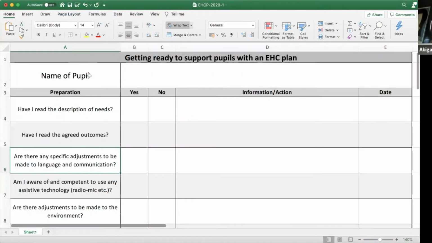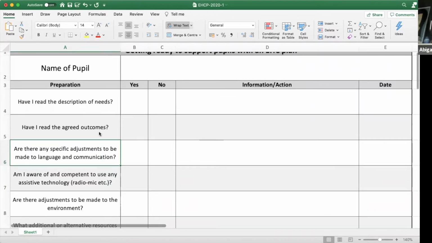If we look down the left-hand side, obviously you might want to put the name of the pupil on the form, and then there are some suggestions for your preparation down here where my cursor's moving. You can do a quick yes or no check and then note down anything that you might need to do, or information you might need to obtain, and then quickly date that so you know when you last checked in.